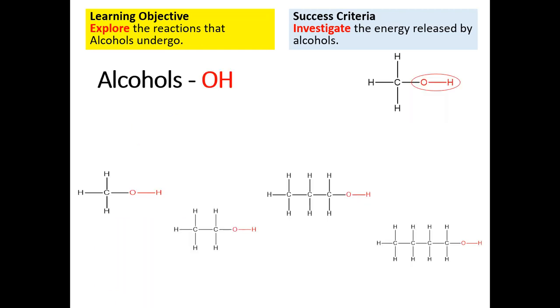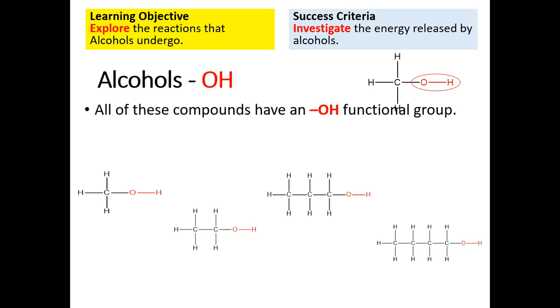So if we take a look at some examples then, we can see the first one at the bottom, that's 1 carbon atom, so that would be methanol. The next one, 2 carbon atoms, so it's ethanol. Next one's the third one, 3 carbon atoms, propanol. And lastly, 4 carbon atoms, butanol. So the functional group in this situation is the OH on the end. Any reactions that alcohols undergo, it happens at that OH group.